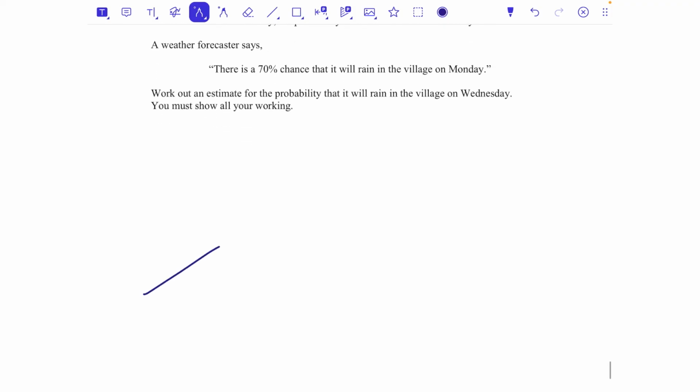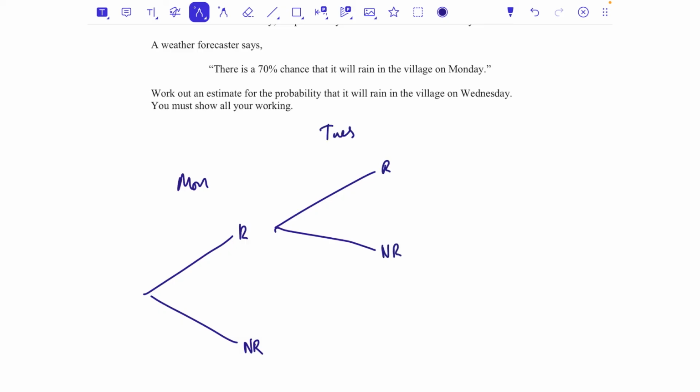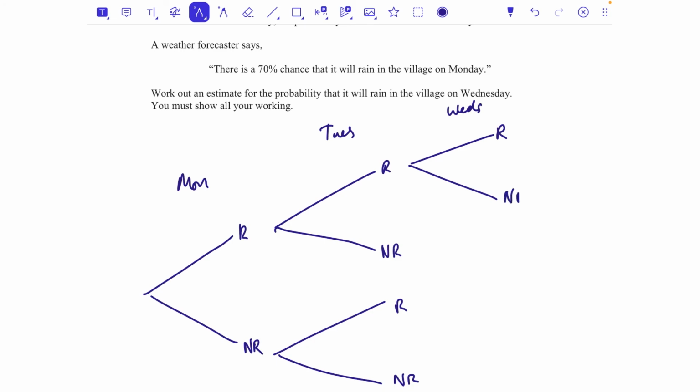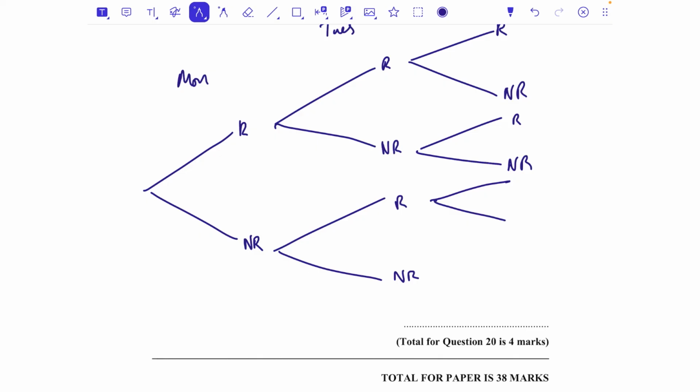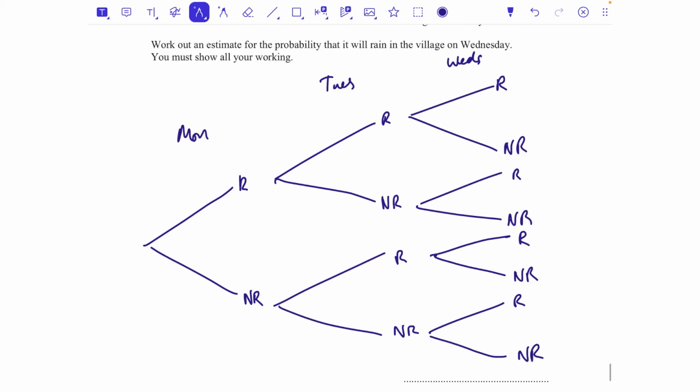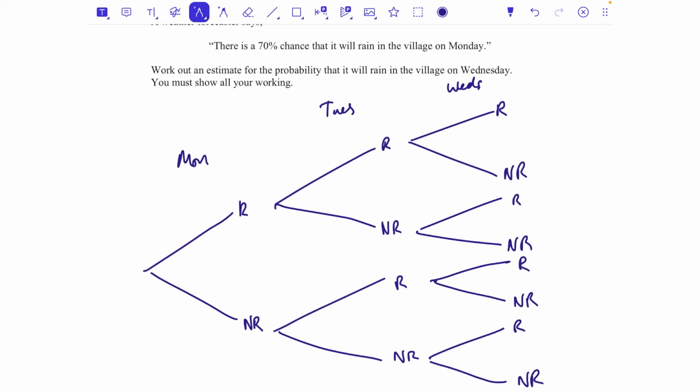Okay, so we've got Monday here, rain or not rain. We've then got Tuesday, where it will either rain or not rain. Rain, not rain. And then we've got Wednesday. And it will either rain, not rain. Rain, not rain. Rain, not rain. And rain, not rain. There we go. And I'm interested in the probability of it raining on Wednesday, okay? So I'm particularly interested in here, here, here, and here, those pathways.